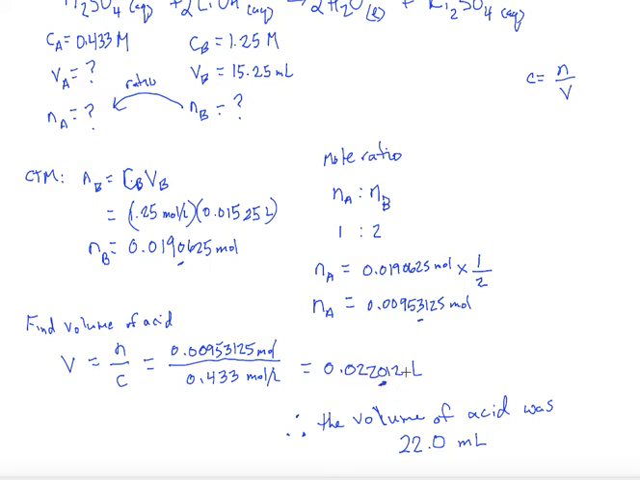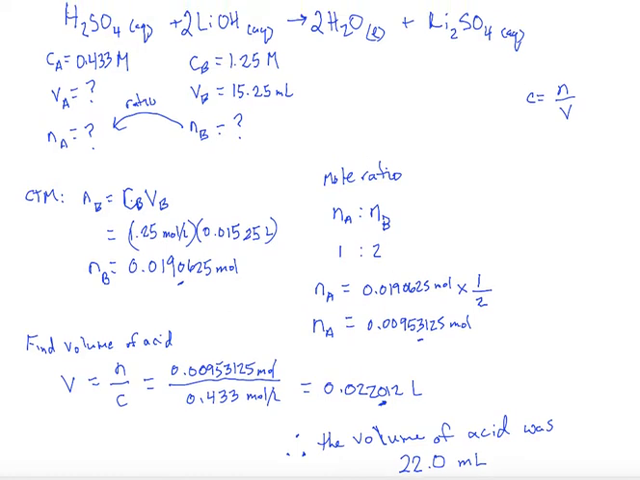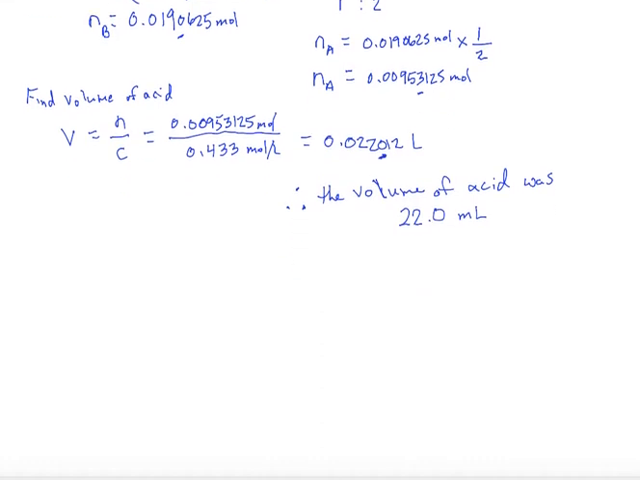And all I did was take it from liters to milliliters. So there's my answer, 22.0 milliliters. So that's one scenario where you're dealing with a reaction that had a 1 to 2 ratio. But again, it's any titration problem, it's just stoichiometry.